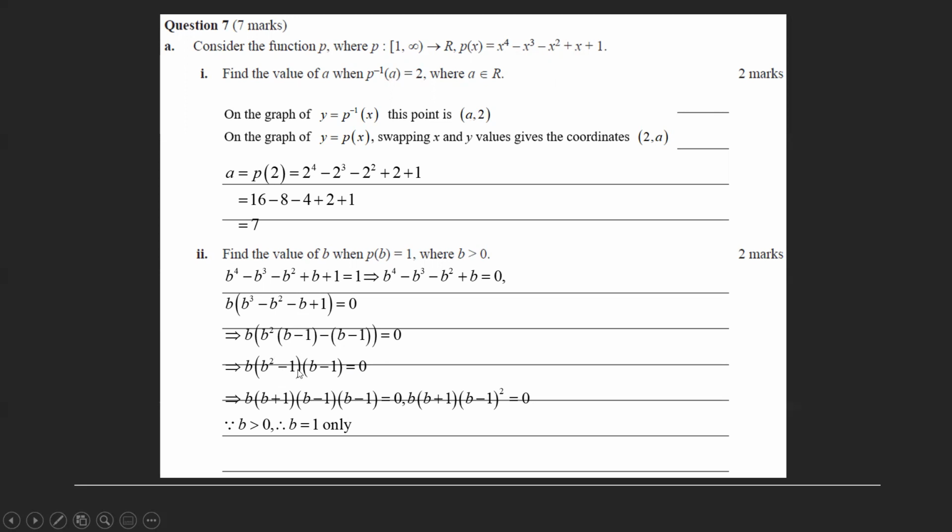I think this one can be further factorized into b plus 1, b minus 1, which gives you b plus 1, b minus 1 squared equals 0. Therefore, you will have 3 potential b values, 0, -1, and 1 from 3 factors by the factor law. But the condition explicitly states b is positive, so you only have b equals 1. Make sure you reject the inappropriate solution from your working, okay?